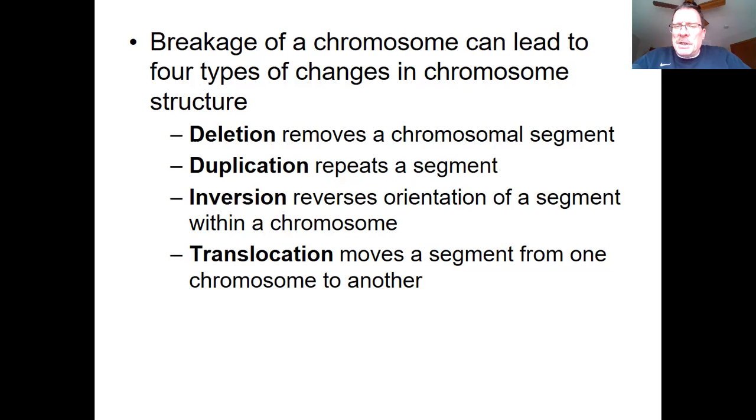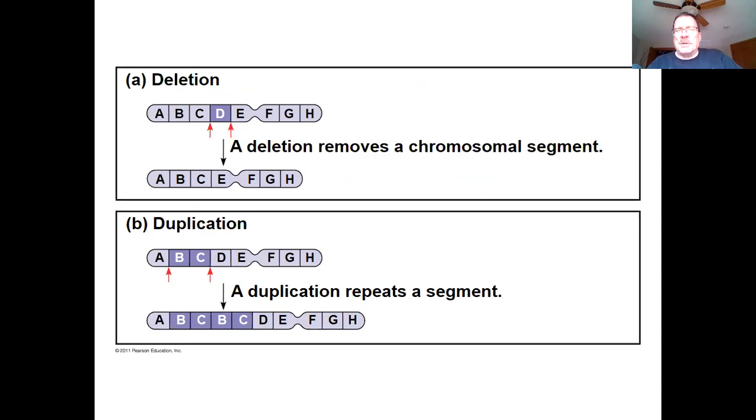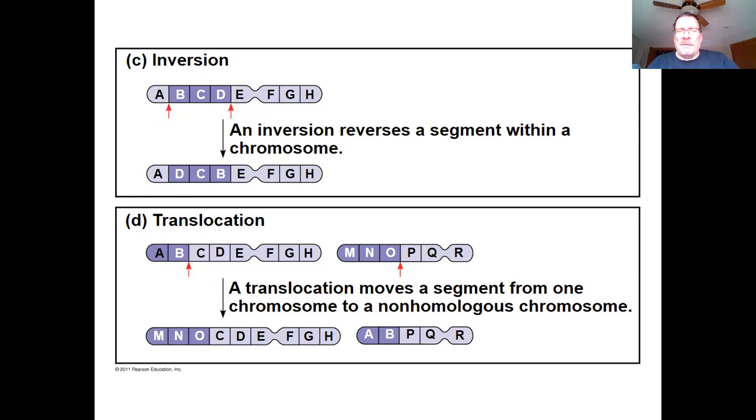Sometimes you have duplication and you repeat that segment. Sometimes you invert it, it breaks and comes back reversed in orientation. And sometimes it translocates, where it moves to another chromosome. So there's an example of deletion. The chromosomal segment is gone. That's obviously going to alter things in gene expression. You can see duplication where you copied the BC, duplicated it. There's your inversion where it flipped around. And there's your translocation.